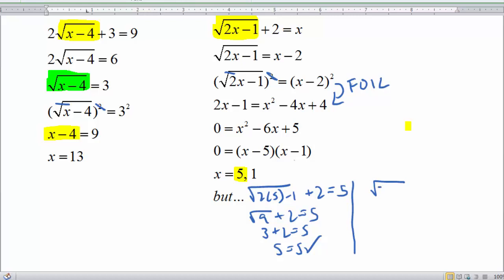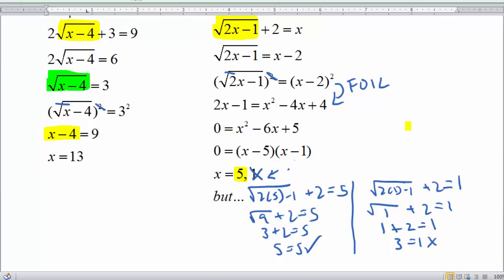But then if I check 1, let's see what happens. The square root of 2 times 1 minus 1 plus 2 equals, now, 1. So this is the square root of 2 minus 1, which is the square root of 1, plus 2 equals 1. So this is actually 1 plus 2 equals 1. Nope, 3 does not equal 1. That doesn't work. So 1 here I would cross out, because 1 was an extraneous solution.